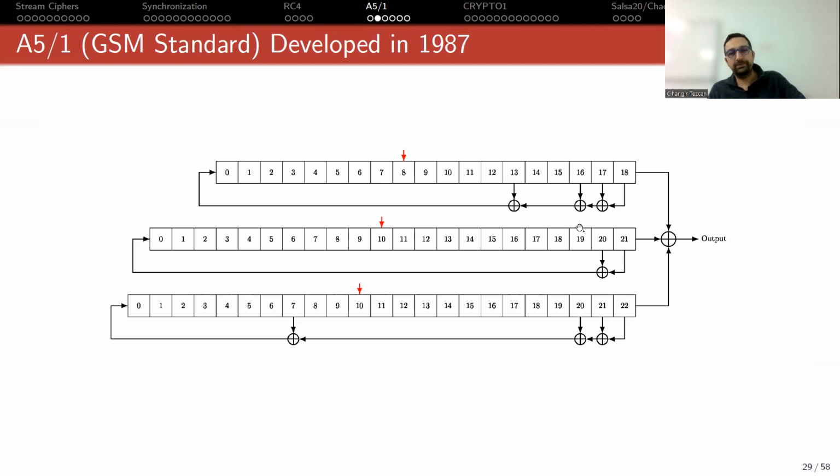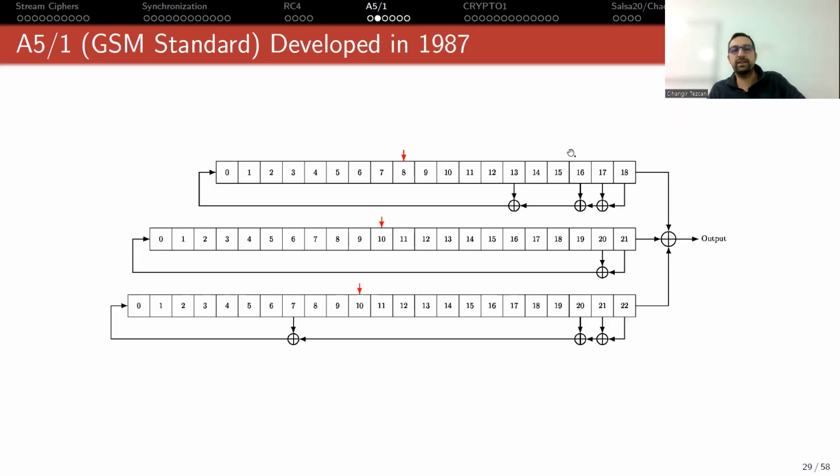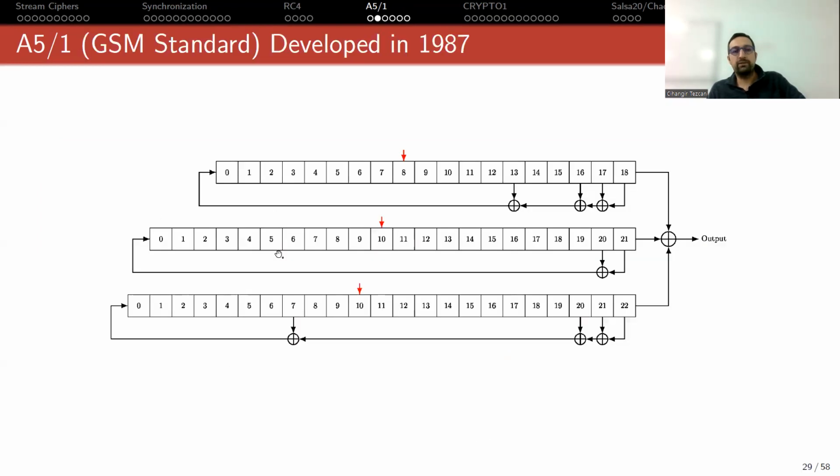So let's look at the picture. It uses 3 LFSRs. Their sizes are 19 bits, 22, and 23. If you sum all of them, it sums to 64, and this is also the size of your secret key, okay? Key stream generation, you start as follows. Your first step is that all 3 registers are set to 0. This means that you fill these bits with zeros, all of them. For 64 cycles, key bits are fed to the LFSRs, so you keep feeding them from here.